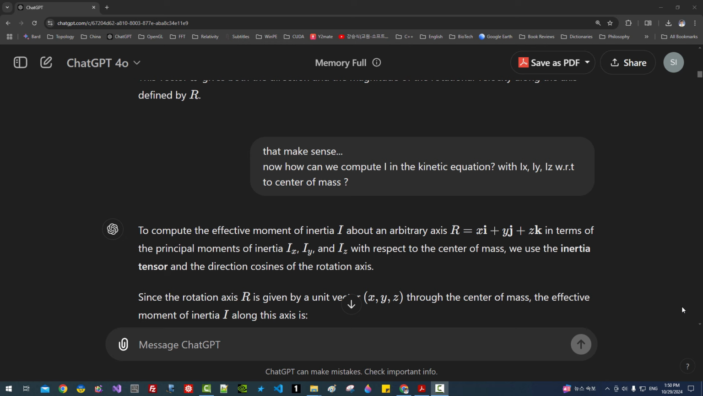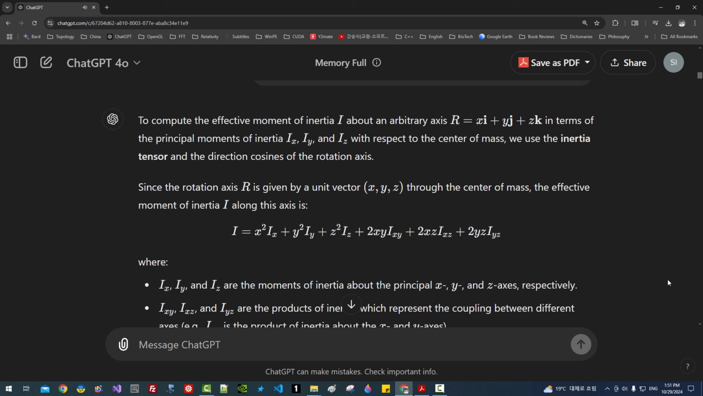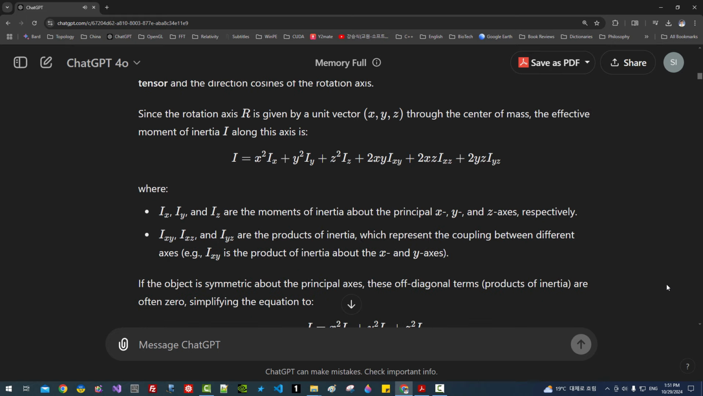Now, how can we compute I in the kinetic energy equation with Ix, Iy, Iz with respect to the center of mass? To compute the effective moment of inertia about an arbitrary axis, r = xi + yj + zk, in terms of the principal moments of inertia Ix, Iy, and Iz with respect to the center of mass, we use the inertia tensor and the direction cosines of the rotation axis. Since the rotation axis r is given by a unit vector (x, y, z) through the center of mass, the effective moment of inertia I along this axis is I = x²Ix + y²Iy + z²Iz + 2xyIxy + 2xzIxz + 2yzIyz, where Ix, Iy, and Iz are the moments of inertia about the principal x, y, and z axes respectively.